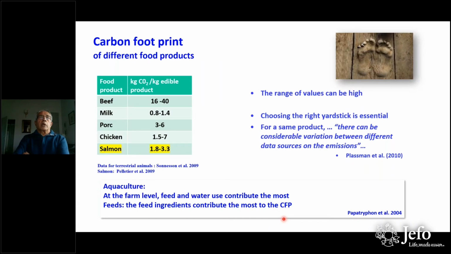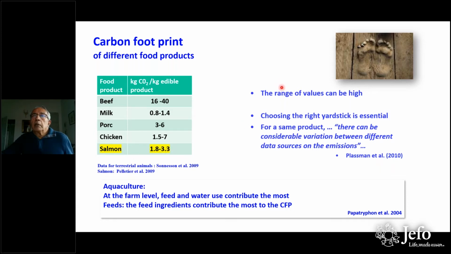If you take the carbon footprint, for instance, this is an example of beef, which is commonly considered extremely high in carbon, having a high carbon footprint, 16 to 40 kilograms of carbon dioxide per kilogram of edible product. And fish is relatively low, but very close to chicken.